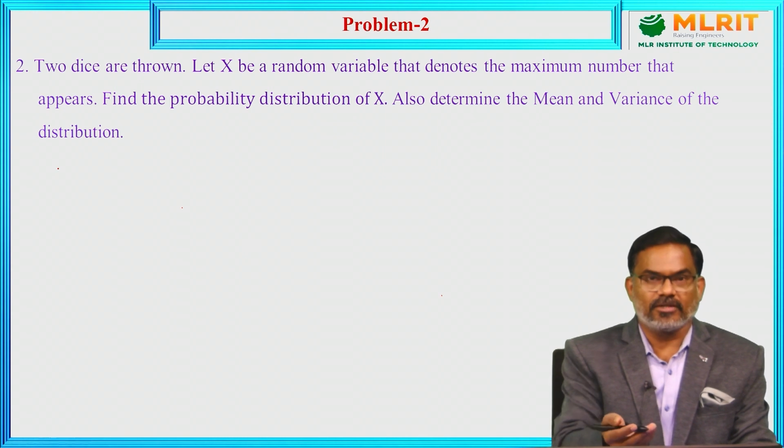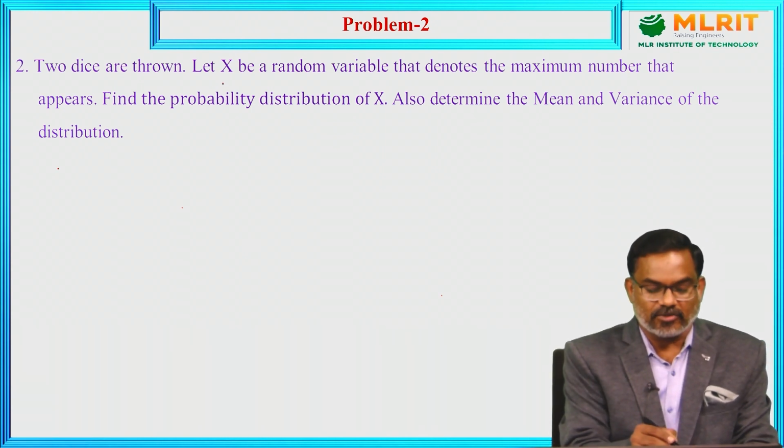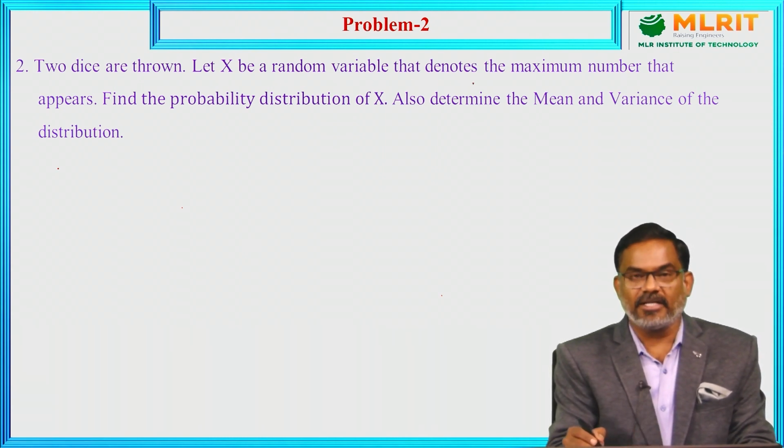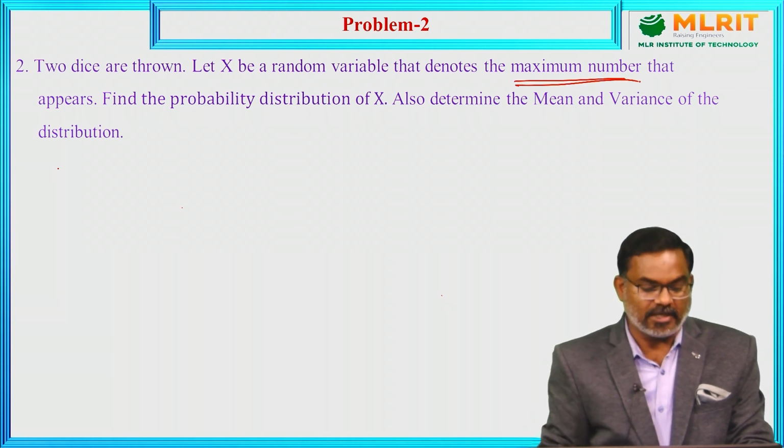Now, let us consider another example. 2 dice are thrown. Let X be a random variable that denotes the maximum number that appears.